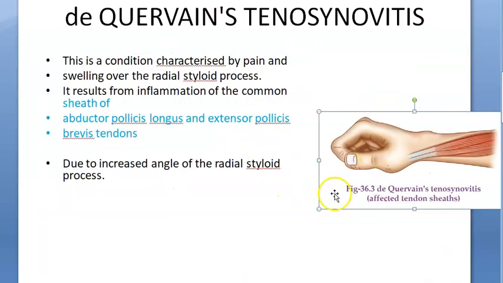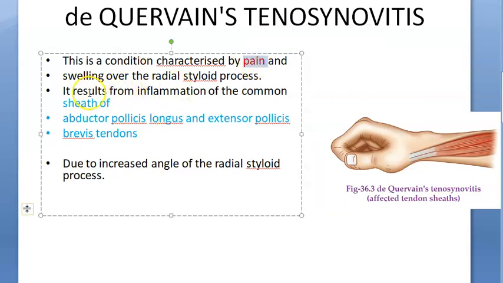So look at this, what will be there here? They will have pain and swelling over the radial styloid process. Please touch behind your thumb, right hand, please touch there. That is where, in de Quervain tenosynovitis, you will have pain and swelling. What all will you have? Pain and swelling over the radial styloid process.